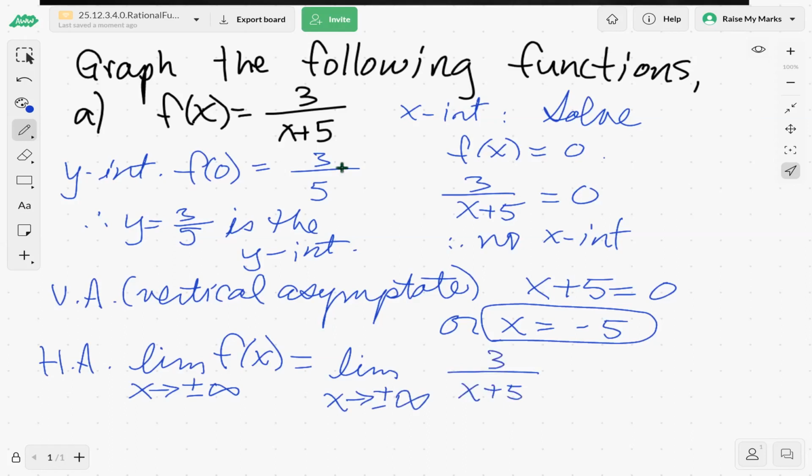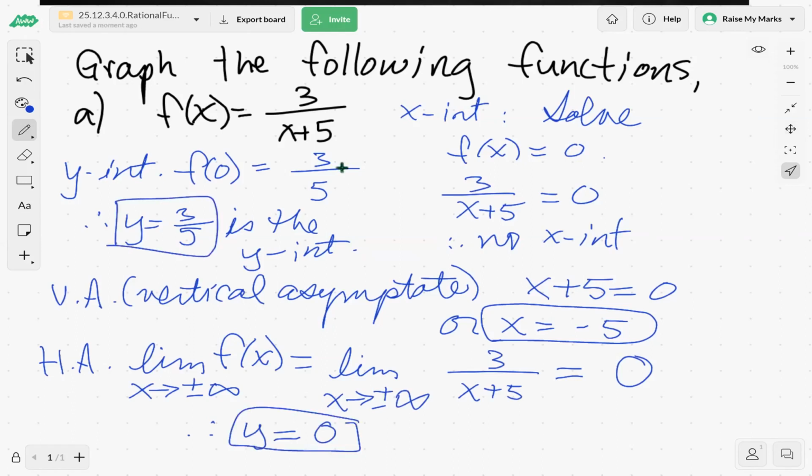So notice that x is in the denominator. As x gets really large, we're dividing 3 by a very large number. So that means our limit is approaching 0. So therefore, y equals 0 is our horizontal asymptote. Good. Okay, so what do we have? So far we have our y-intercept is y equals 3 over 5. We have no x-intercept. We have vertical asymptote, horizontal asymptote.